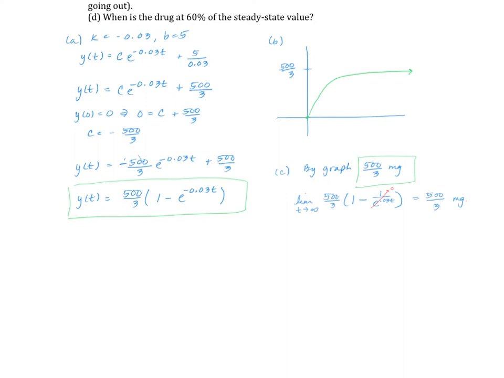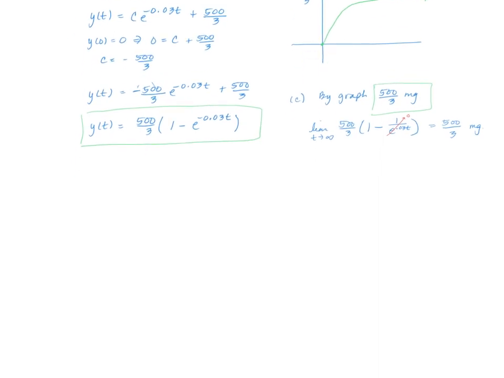Part D says, when is the drug at 60% of the steady state value? So let me move over a little bit. Let's call this D. We have our solution y. When it's at 60% of the steady state, that means that y is 0.6 times 500 over 3 times 1 minus e to the negative 0.03t, right? So here, this is when our y value is equal to 60% of the steady state value.